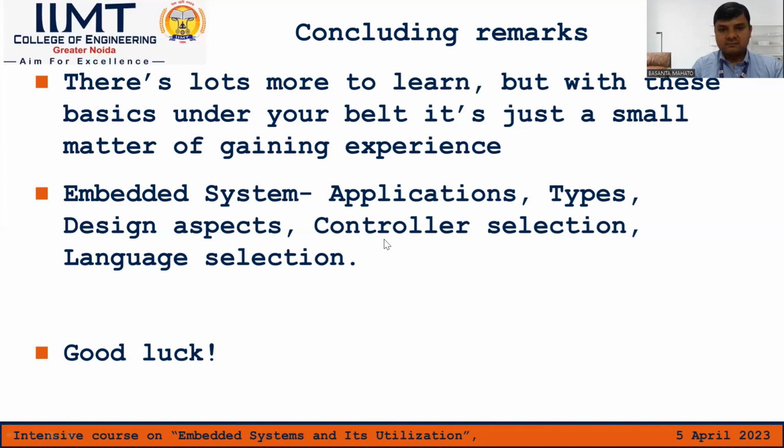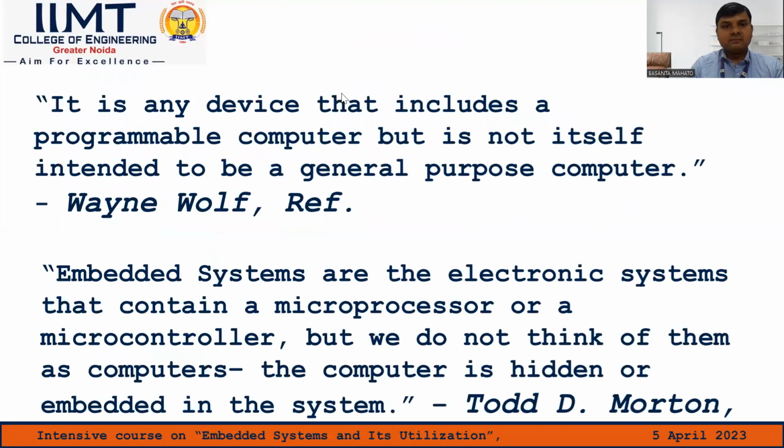Okay. Thank you. So an embedded system is any device that includes a programmable computer but is not itself intended to be a general purpose computer. So there are engineers who code these things. An embedded system is an electronic system that contains a microprocessor or a controller, but we do not think of it as a computer. The computer is hidden, embedded in the system. Okay. Thank you.